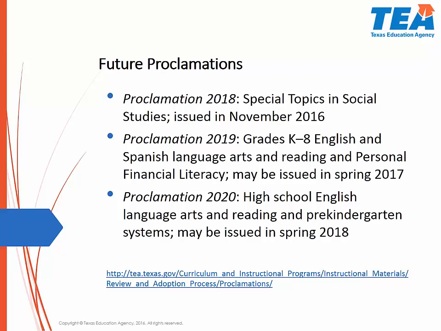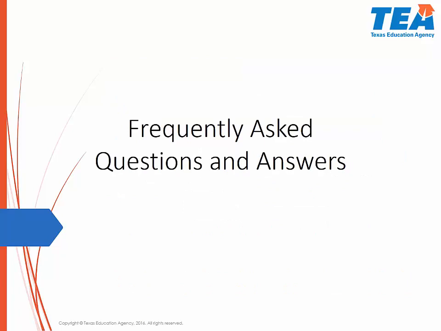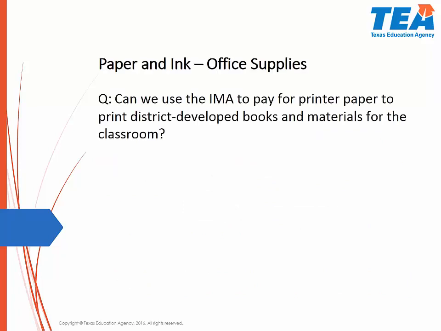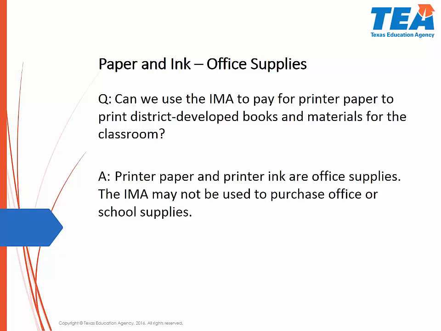Frequently asked questions and answers. Can we use the IMA to pay for printer paper to print district-developed books and materials for the classroom? Printer paper and printer ink are considered office supplies. The IMA may not be used to purchase office or school supplies.